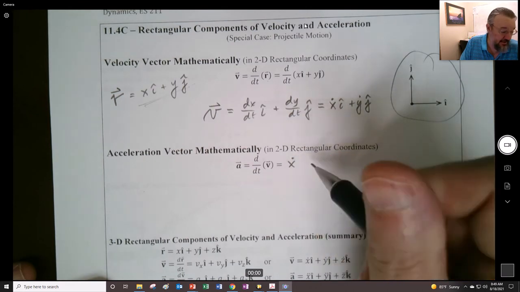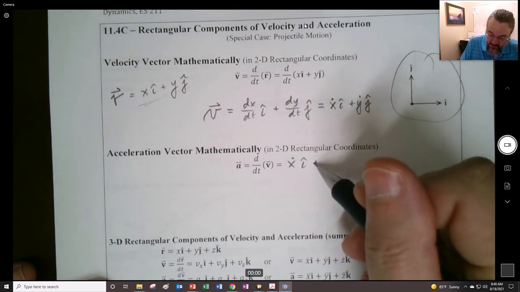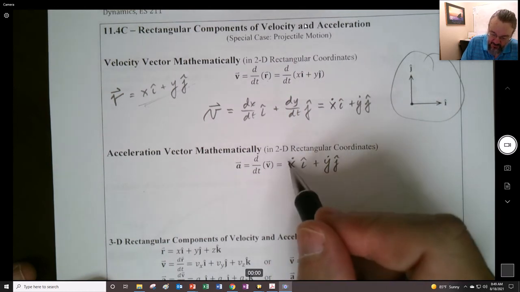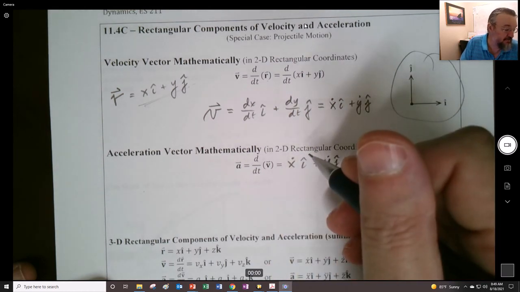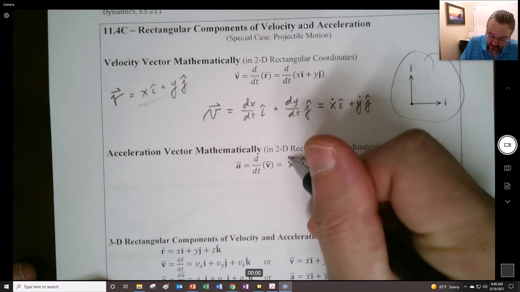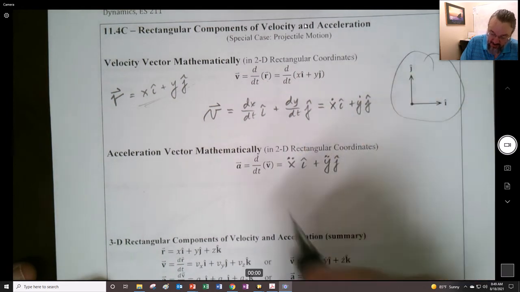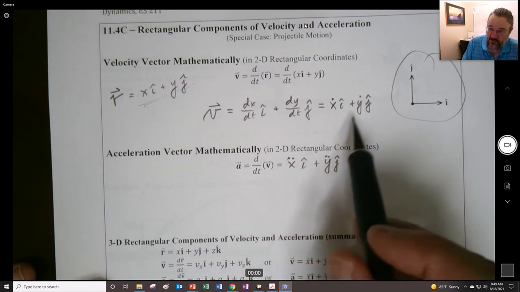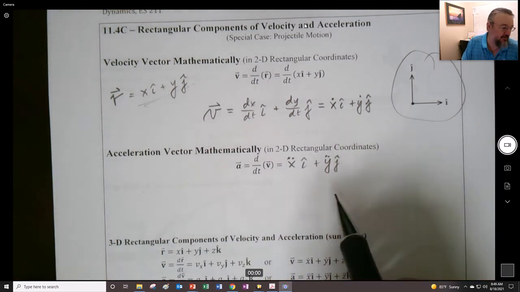I think I got lazy here and stuck with the dot notation. If we do that right there, it ends up being x double dot i hat plus y double dot j hat, right? Because we've taken the derivative of them, and it's just the components where we have the derivative.